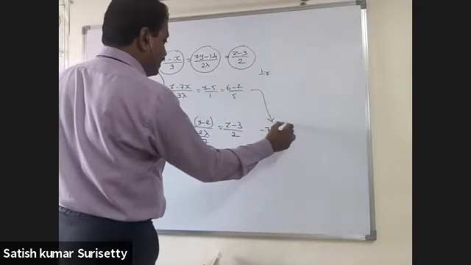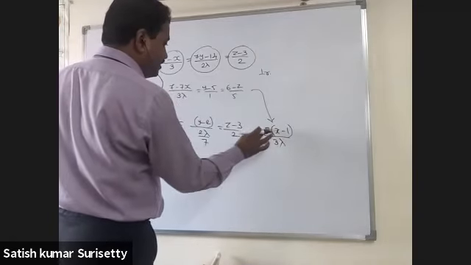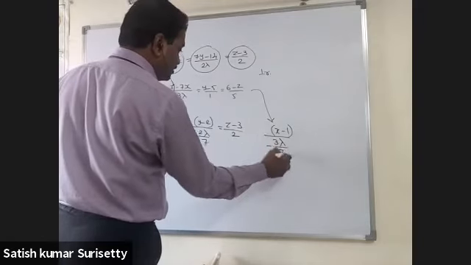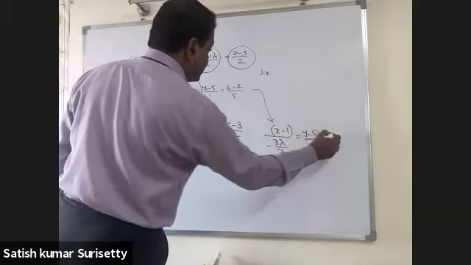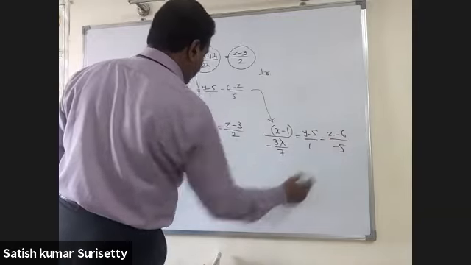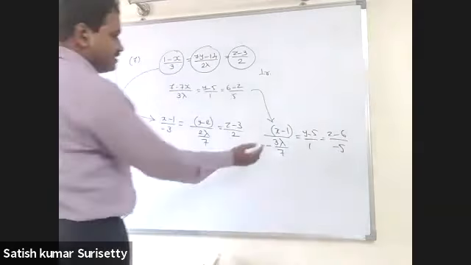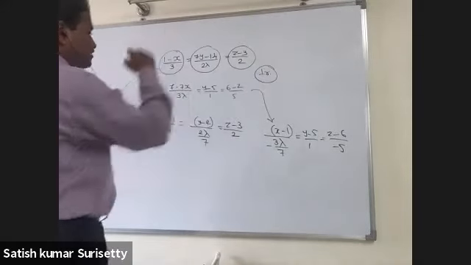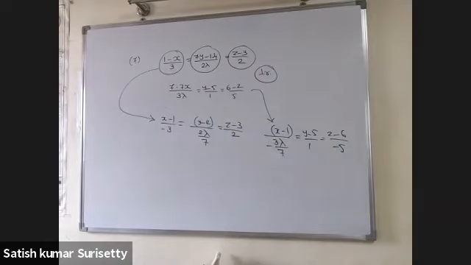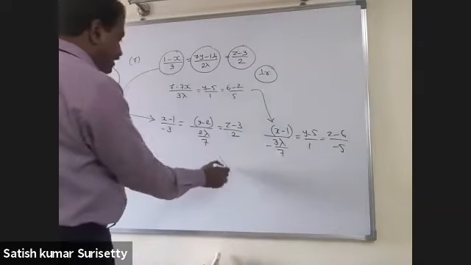So x minus 1 upon 3 lambda. Now take minus 7 in the denominator equal to y minus 5 by 1. Now here z minus 6 upon minus 5. So direction ratios are minus 3 lambda by 7, 1 and minus 5. Now they are perpendicular, so the sum of the products will be 0. So get the value of lambda.